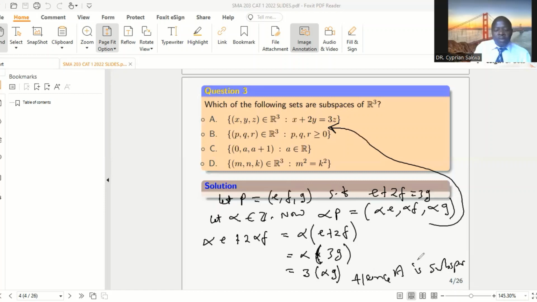Now, this question did not ask me to do everything that I've been doing. The question just wanted to say whether it's a subspace or not. But supposing I was asked to show that A is a subspace, then you would just have done what I've been doing. If the question would have been to show that it's a vector subspace, then we would have gone through the steps that I've just gone through.